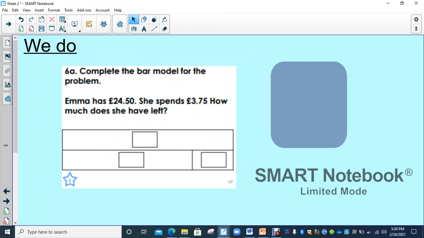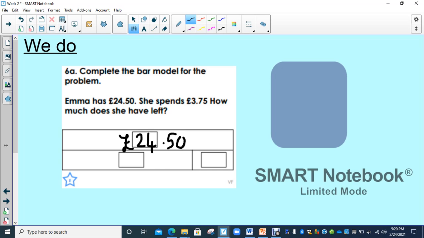Complete the bar model for the problem. Emma has £24.50. She spends £3.75. How much does she have left? I need to complete the bar model. So in the top, I need to have my total. I know that Emma has a total of £24 and 50 pence.